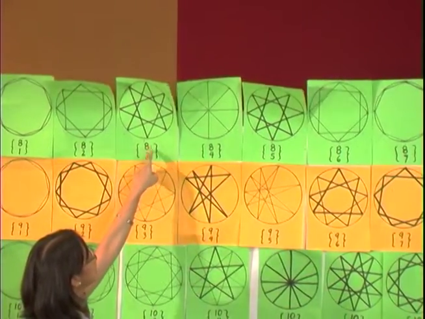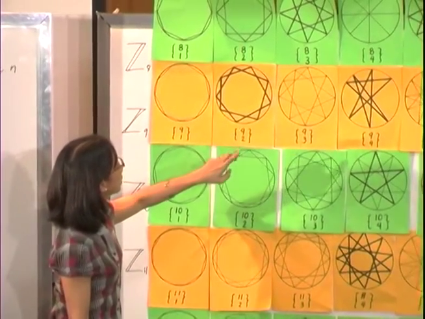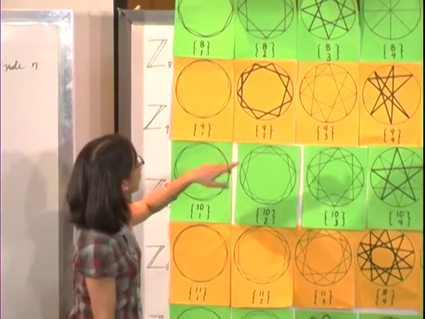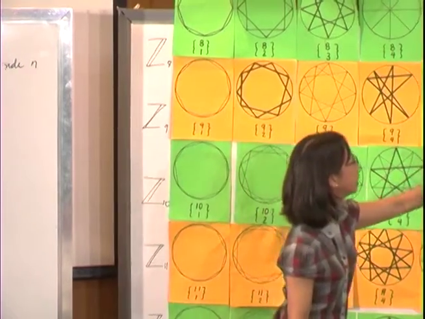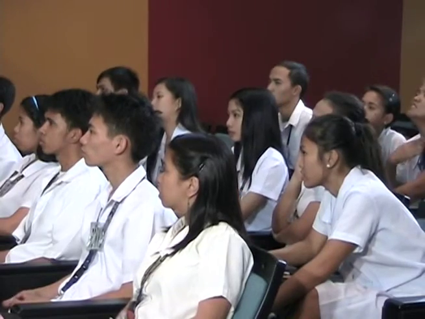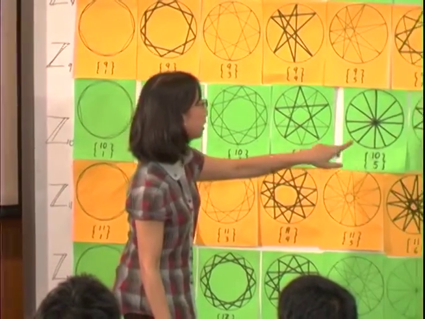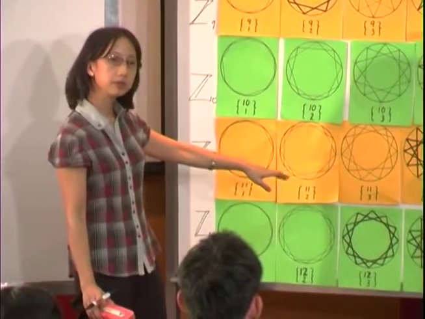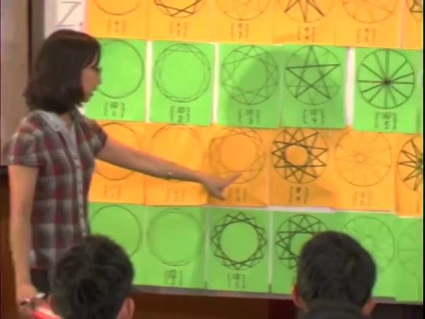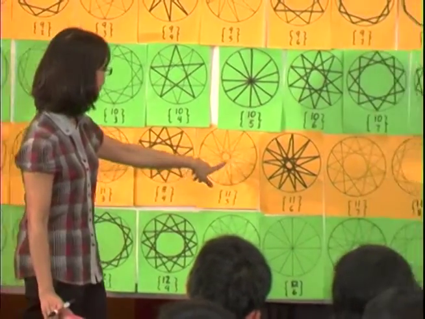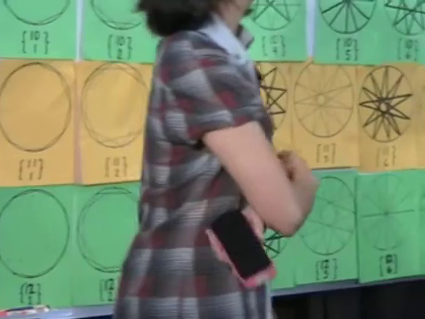8, 3 was done continuously. And so it was 8, 5. Here, which ones were done continuously? 9, 2, 9, 4, and of course their partners 9, 5, and 9, 7. Here, which were done continuously? This one, 10, 3, and the partner 10, 7. How about 11? Yes, 11, 2, 11, 3, 11, 4, 11, 5, and the partners. So can you make any generalizations?